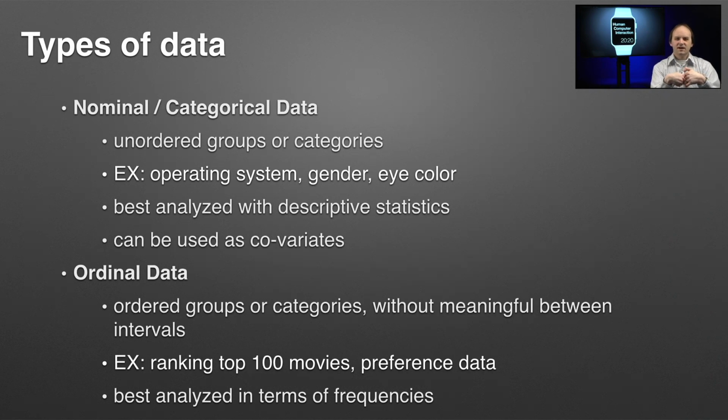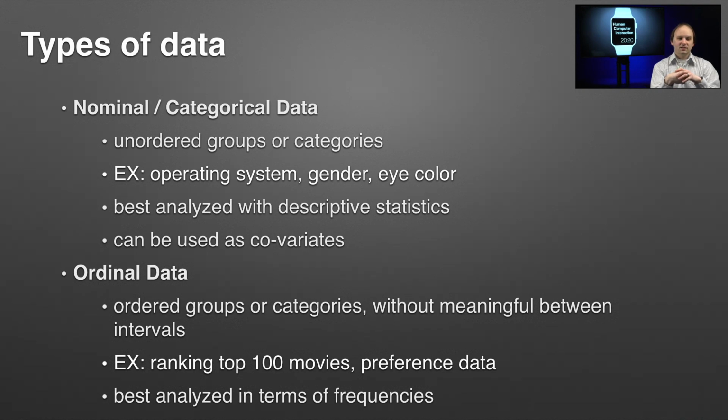So the first type of data is nominal or categorical data. And this is anything that's an unordered group or category. So some examples I've put here, like if you ask someone which operating system they use the most. They might say, I use a Mac, or I use Linux.